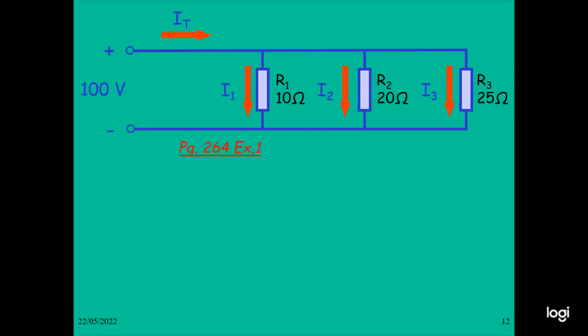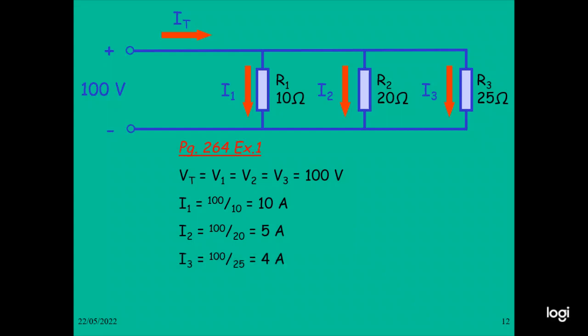And also the total current ID: the current I1 flows to R1, I2 flows to R2, I3 flows to R3. R1 is 10 ohm, R2 is 20 ohm, and R3 is 25 ohm. The supply voltage is 100 volt. Therefore VD equals V1 equals V2 equals V3, which is equal to 100 volt. So I1 equals 100 divided by 10, which gives 10 ampere. I2 equals 100 volt divided by 20 ohm, 5 ampere. I3 equals 100 volt divided by 25, 4 ampere. ID equals I1 plus I2 plus I3, which gives 19 ampere.